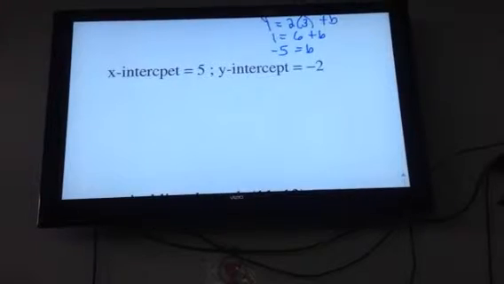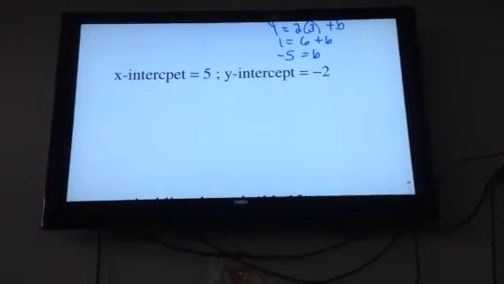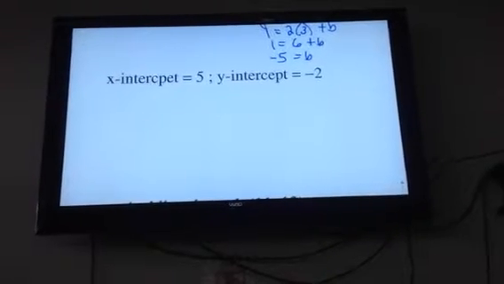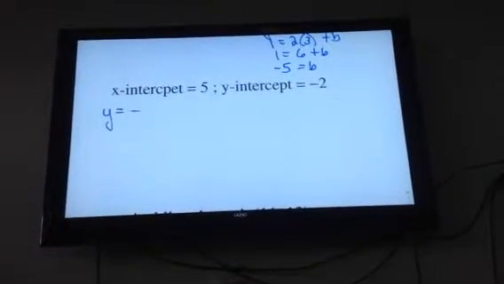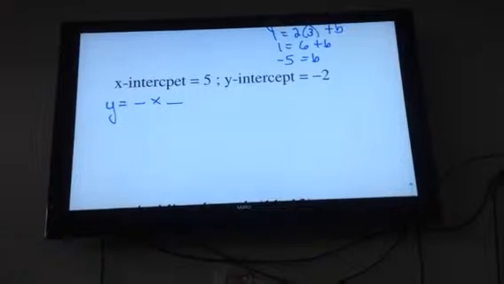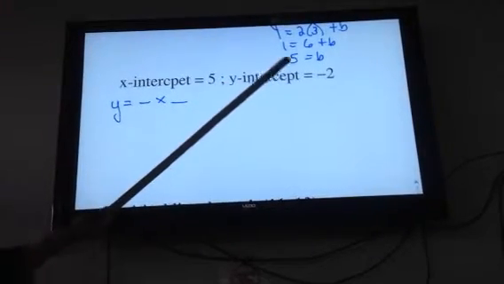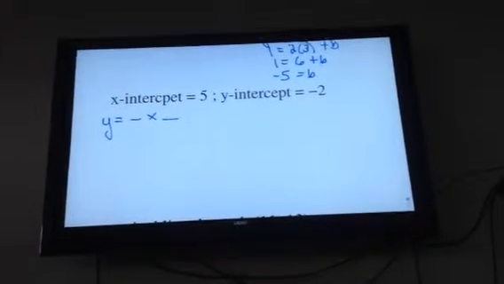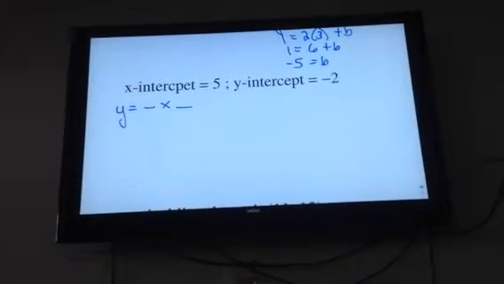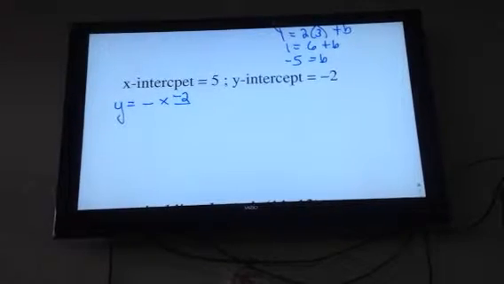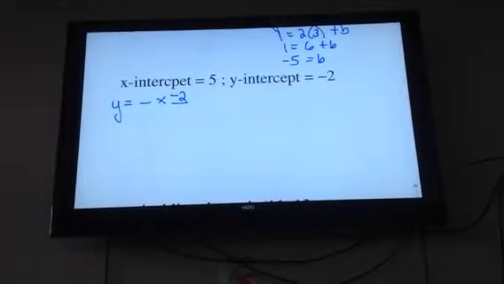Okay, next example, no indication that we have any kind of special line, no keywords popping out there, so we know we're going to do a fill in the blank. This time they give you B. They tell you the y-intercept is equal to negative 2. So I know that goes here. Now, I still have to find the M.